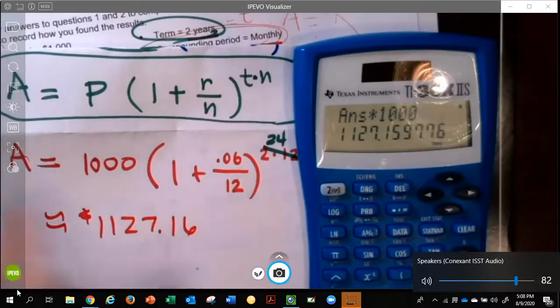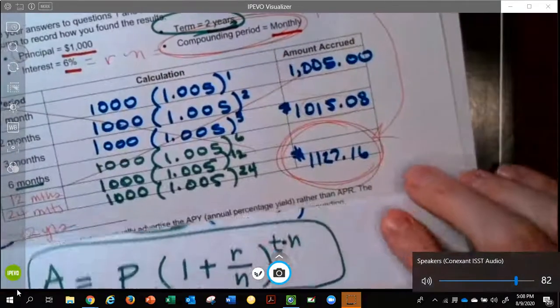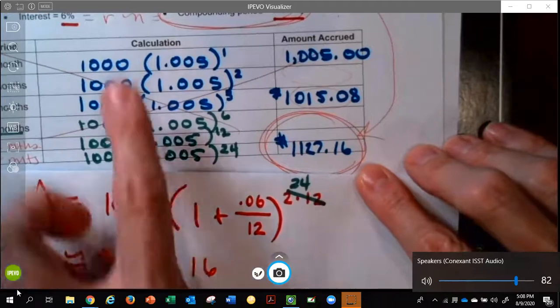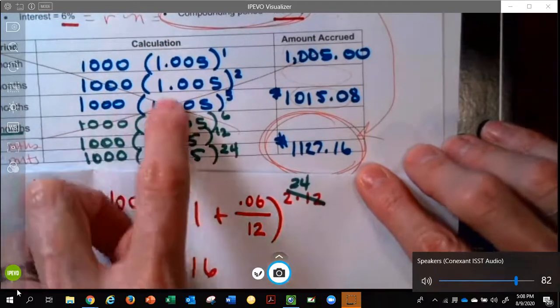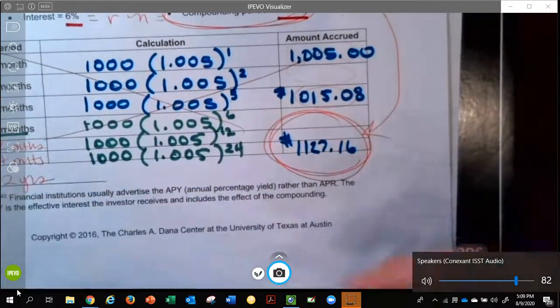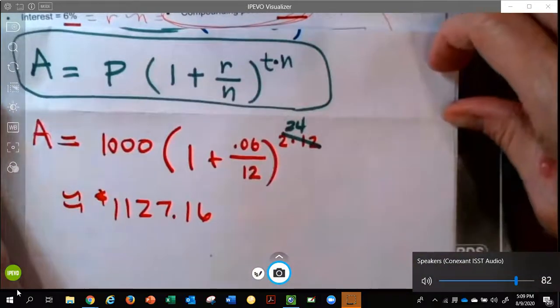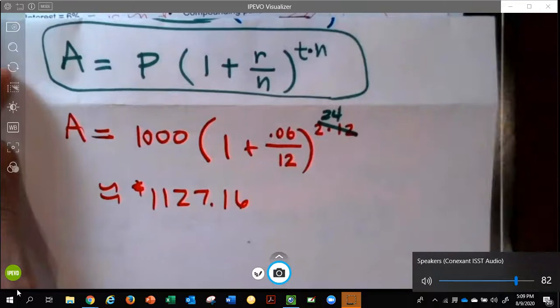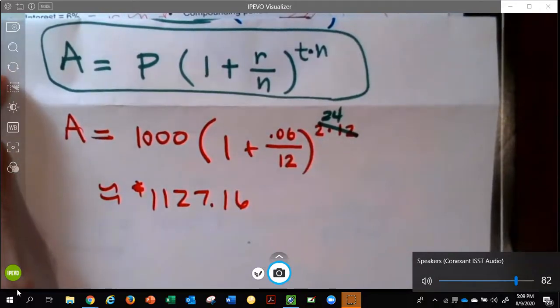1127.16. And that gets us straight to our answer of 1127.16 without having to go through the table and generate all of this. We just went straight with the formula, plugged it in, calculated it, and we're done. But let's play with this one more time.